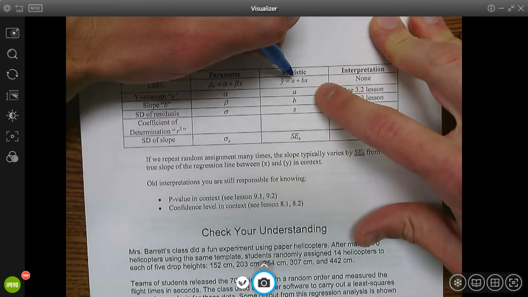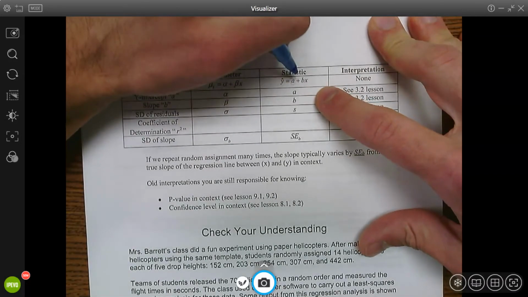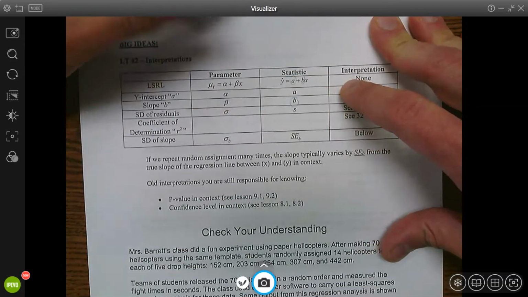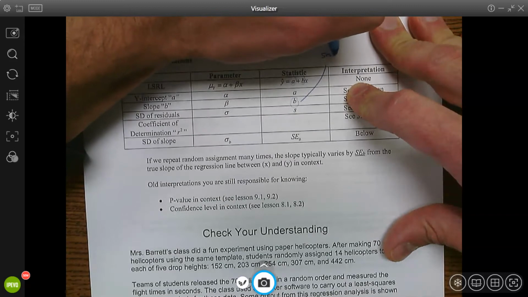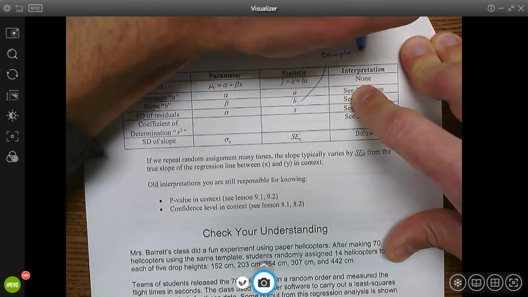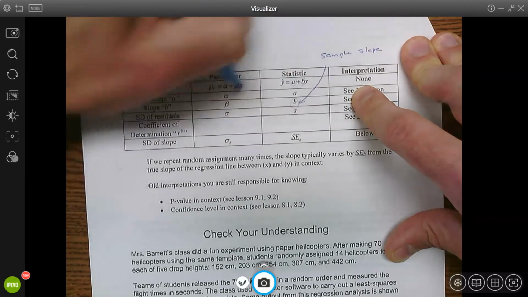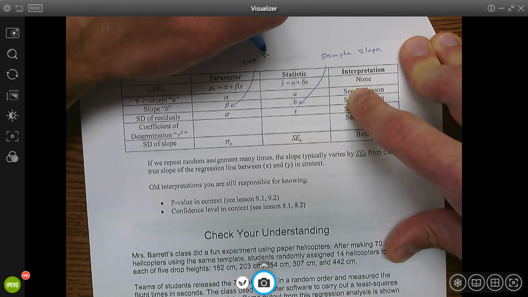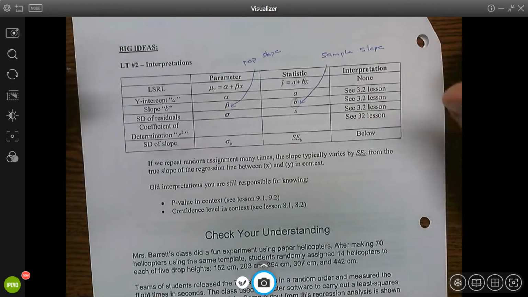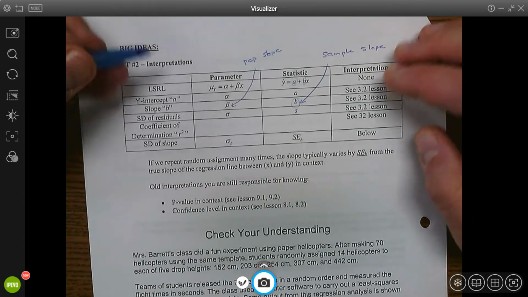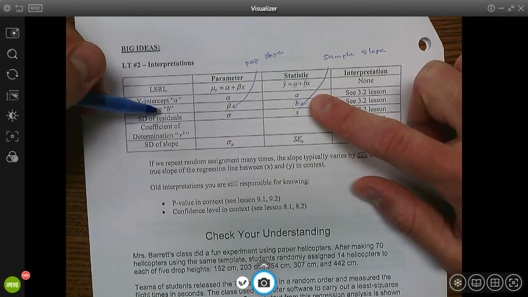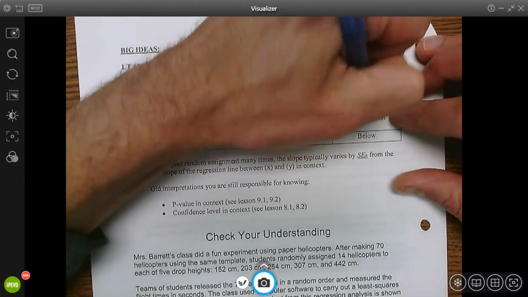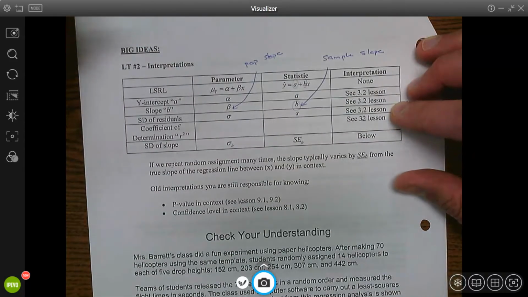So when we calculate a least squares regression line, we're trying to estimate a slope and a y-intercept. The sample slope is denoted by lowercase b. That's the statistic. And the parameter, or the population slope, is denoted by beta. So we would have talked about how to interpret the slope and y-intercept back in lesson 3.2, the standard deviation of the residuals, same thing, and the coefficient of determination, that should be 3.2.